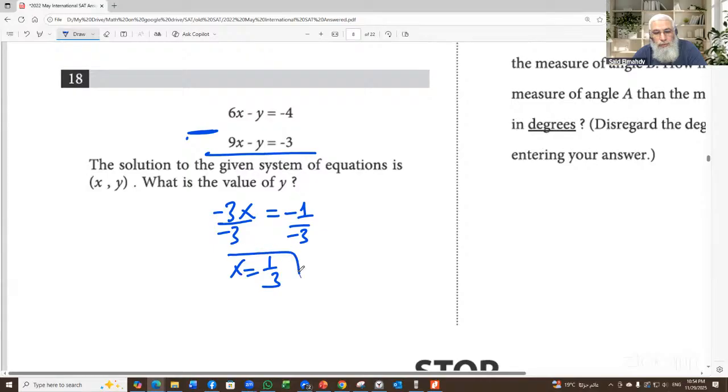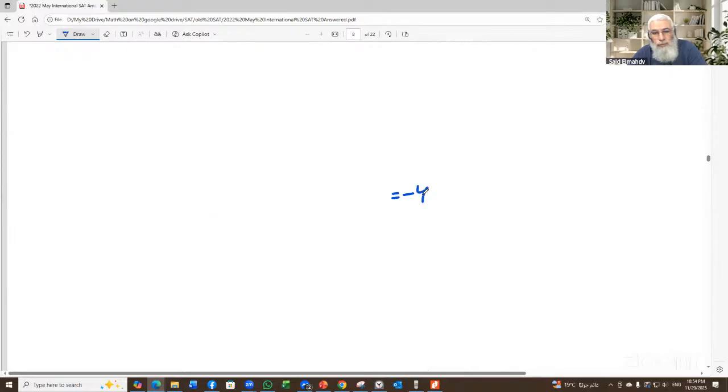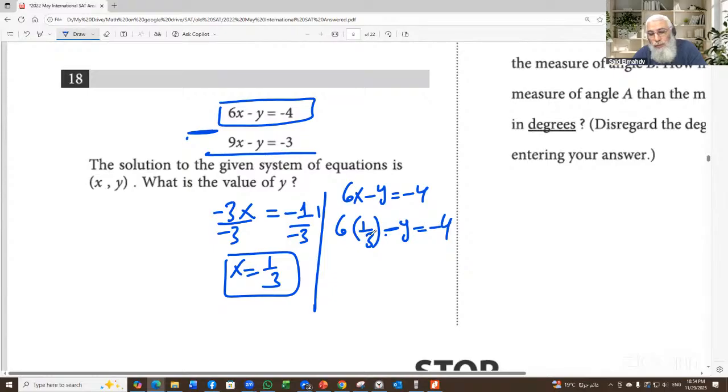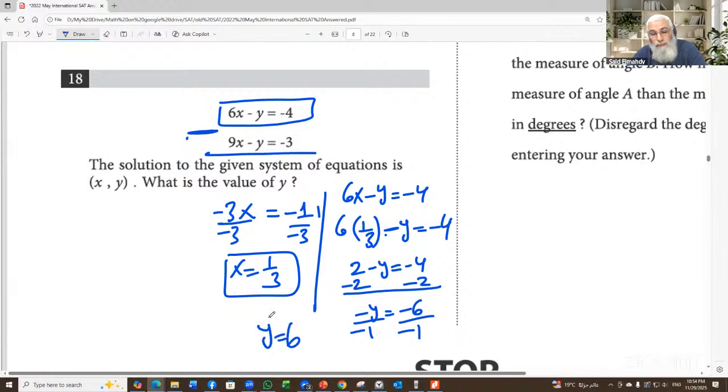This is x. Now we need to solve for y. Let's take this equation: 6x minus y equals negative 4. So 6 multiply 1/3 minus y equals negative 4. 6 multiply 1/3 is 2, minus y equals negative 4. Subtract 2, subtract 2. Minus y is equal to negative 6, divided by negative 1, divided by negative 1. Y is equal to 6. So what is the value of y? The solution is just 6.